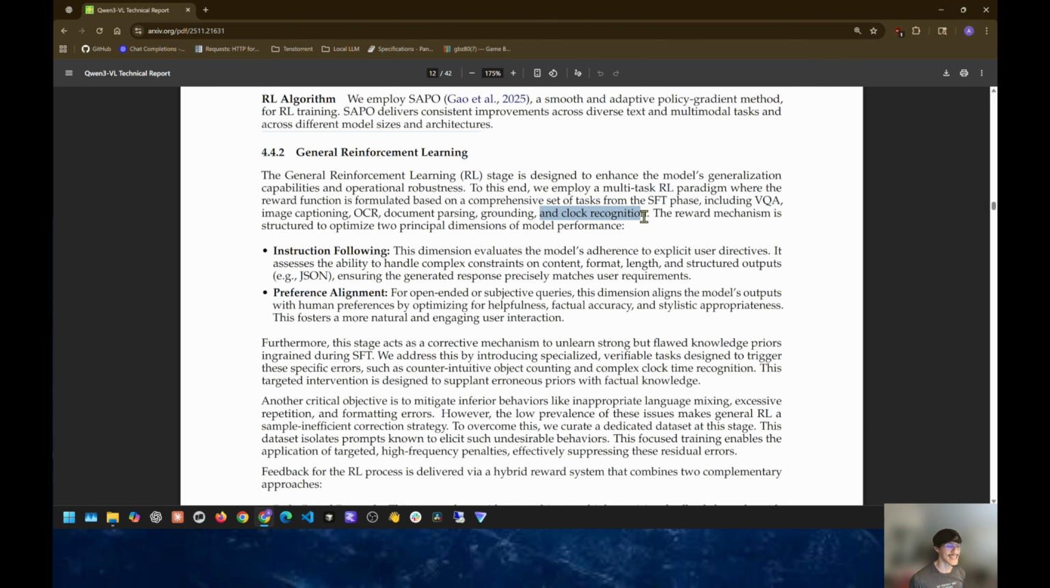I love how they say clock recognition. I think I heard that models, to this day, with vision language models still struggle in reading the hands of a clock. Maybe that's what they're referring to.